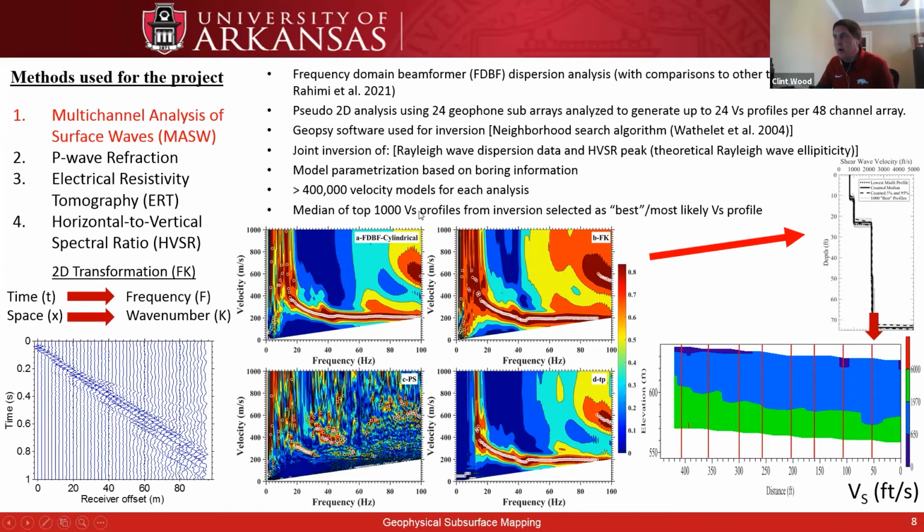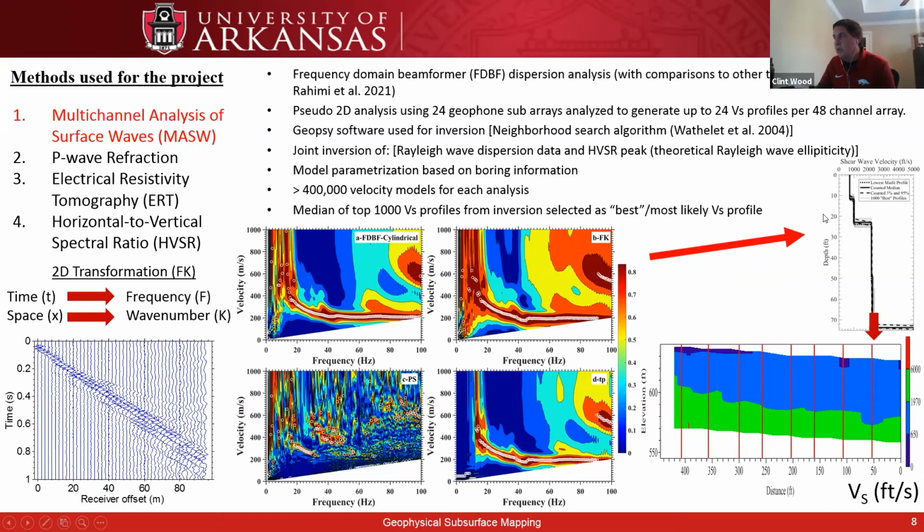We did do the model parameterizations based on the borings, and then we generally take the median of the top 1,000 VS profiles, and that generally produces a more median result, or more muted, instead of taking what is the best model in that case, because there's still a lot of uncertainty involved in it.